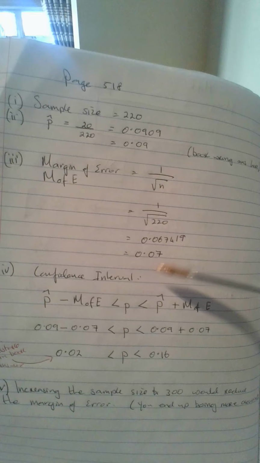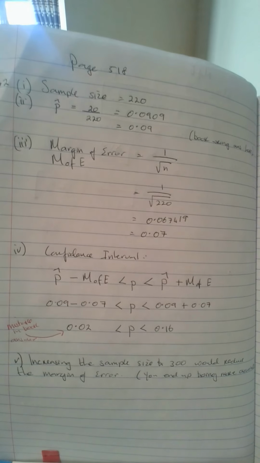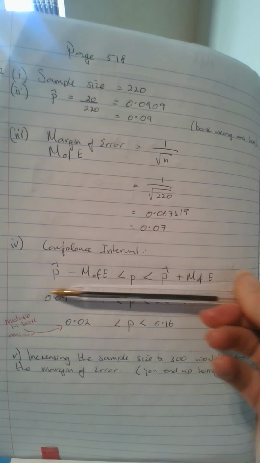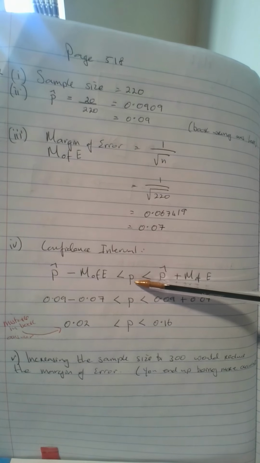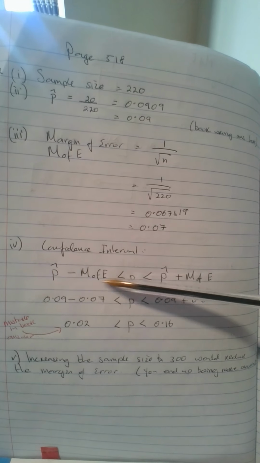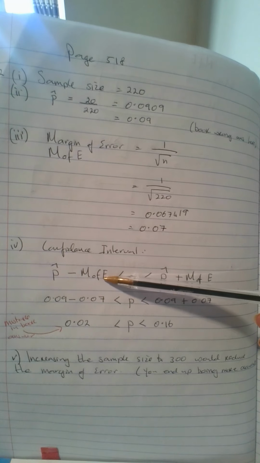The confidence interval, it's a 95% confidence interval, is the only one that we do, so you don't have to worry about that. So you need to know this formula off by heart. You've got p there in the middle is less than p hash plus the margin of error, and greater than p hash minus the margin of error.